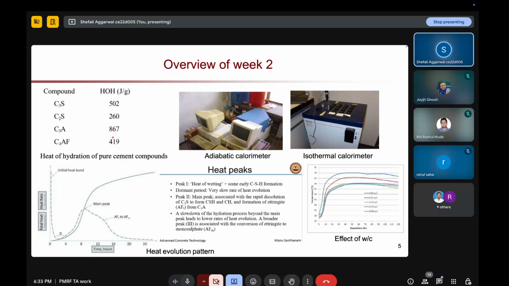How do we usually calculate those things? We have the calorimetry method, and we have 2 types of calorimeters: adiabatic calorimeter and isothermal calorimeter. What is the difference between these 2 types of calorimeter? Anybody knows that? Any idea?